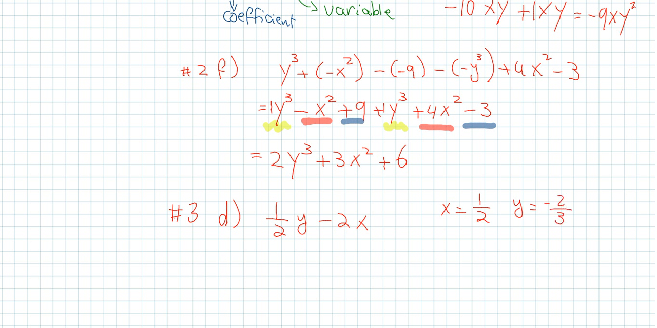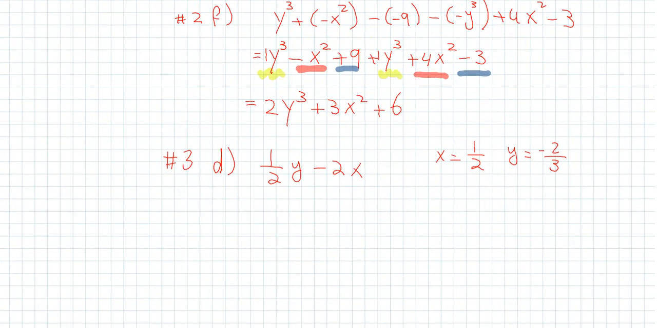So part of this is what we learned yesterday as well, when we are adding and multiplying fractions, because x and y are fractions here. So I'm going to replace y with negative 2/3, and I'm going to replace x with a half. So that's going to be 1/2 times negative 2/3 minus 2 times a half.